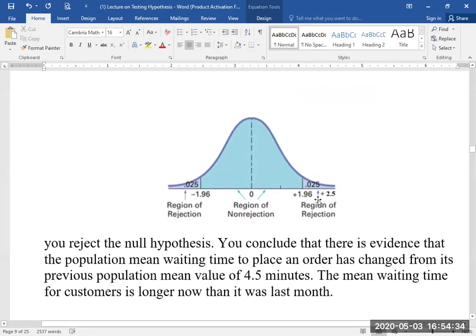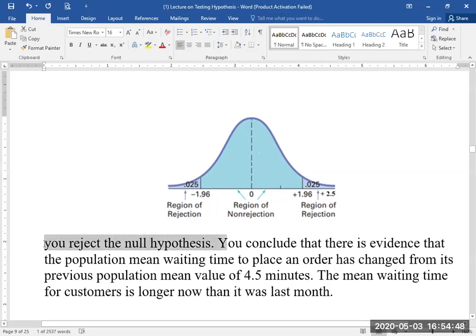Students, see, 2.5 clearly falls in the rejection region, because 2.5 is greater than 1.96. So what is the conclusion? You reject the null hypothesis because the test statistic falls in the rejection region.